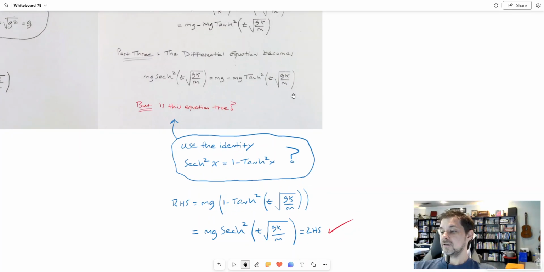Plugging in the given function that's supposedly a solution gets me this far right here, but I use this identity to go the rest of the way. Okay, so there are other identities with the hyperbolic functions. This is the one that's relevant for what we want, which is to show that this equation is true.